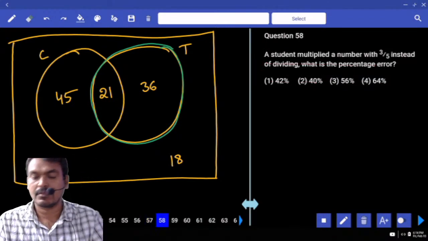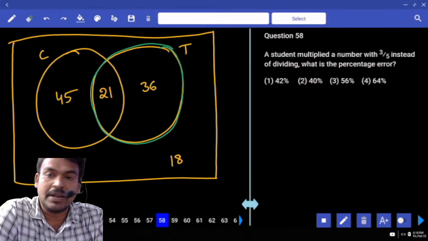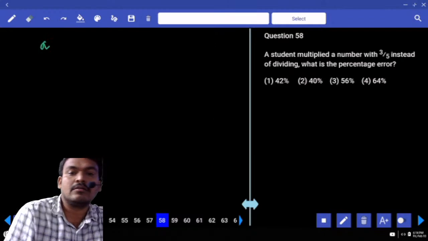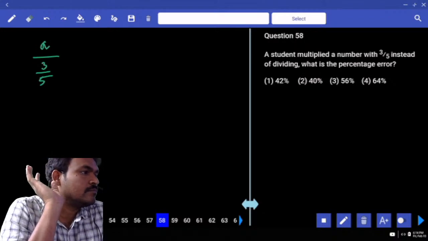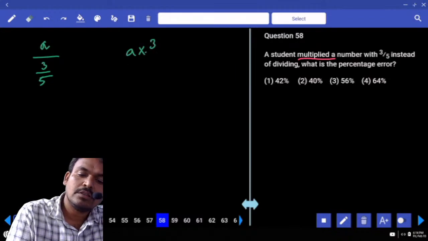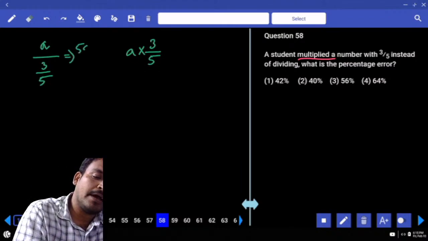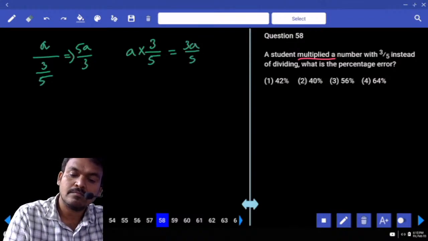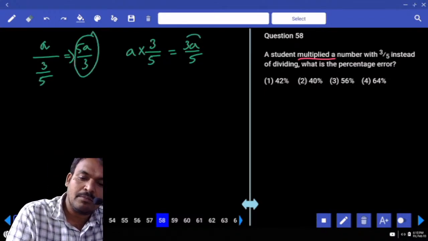Question number 58. A student multiplied a number by 3 by 5th instead of dividing. What is the percentage error? Suppose the original number we consider is a. It is divided by 3 by 5, which is the original solution. But he multiplied, so we write a into 3 by 5. The original solution is 5a by 3, and the new solution is 3a by 5.